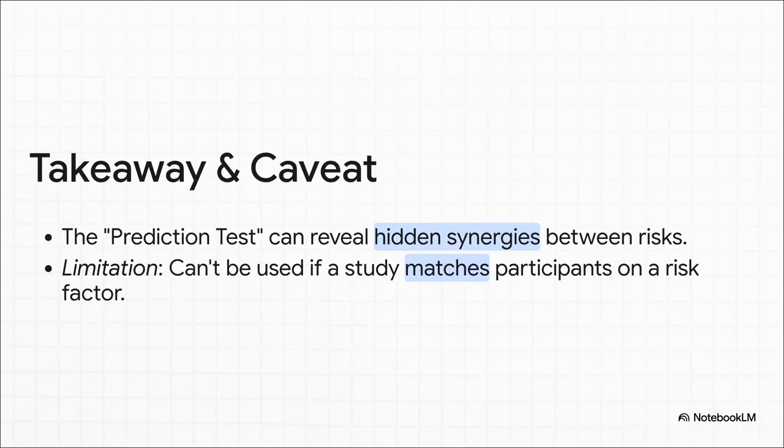So the prediction test is clearly a super powerful tool for uncovering these hidden dangers. But it's also important to know it's not foolproof. For instance, if a study is designed to match participants on a risk factor, like ensuring every case is matched with a control who is also a smoker, then you can no longer measure the independent effect of smoking. And if you can't do that, well, you can't run this test.